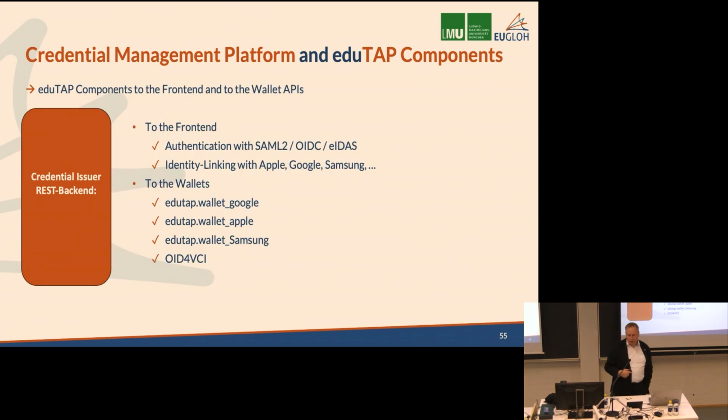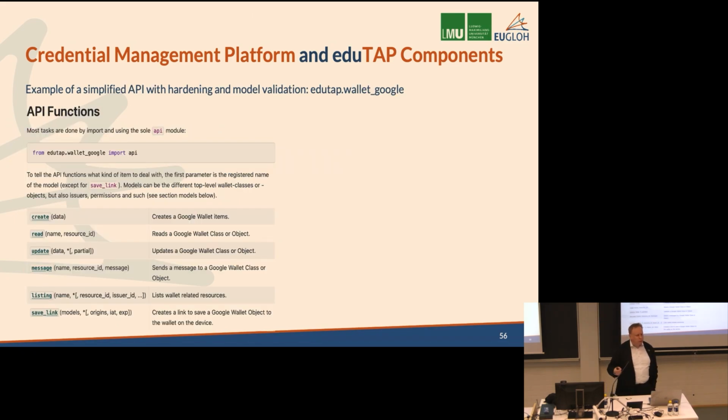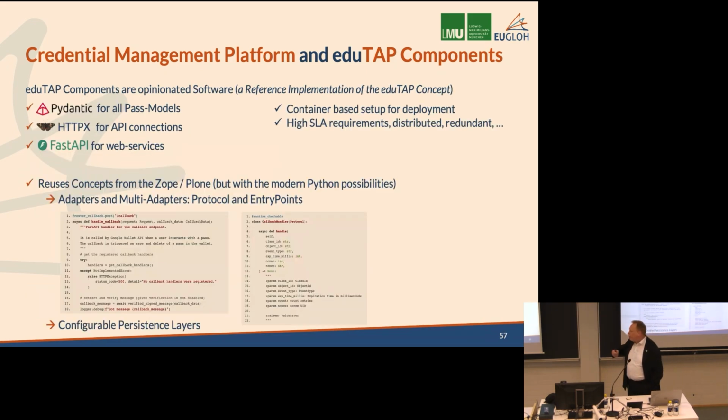And the REST backend at the end just gives you authentication to the front end and to the backend and speaks with Google, Apple, Samsung, or the European digital identity wallet through the OpenID for verifiable credential issuing and so on. It needs to be a simple API because it's just CRUD. Create, read, update. There's no delete, deactivate. Well, it's CRUD. And it's all Python because if we want to solve a problem and maintain it, go for technology we know. Pydantic, HTTPX, FastAPI, containerized setups.